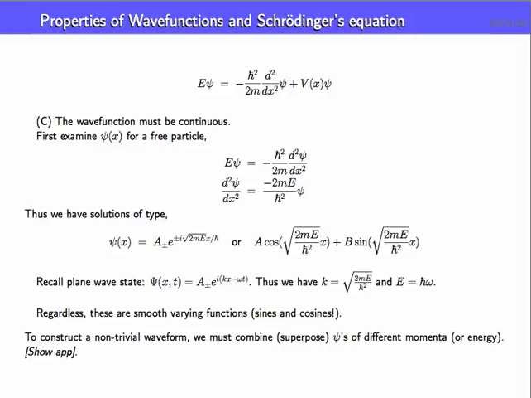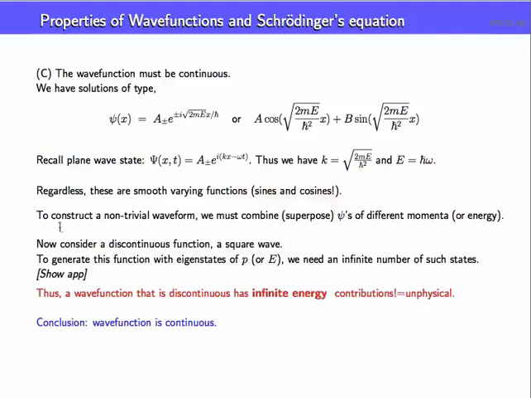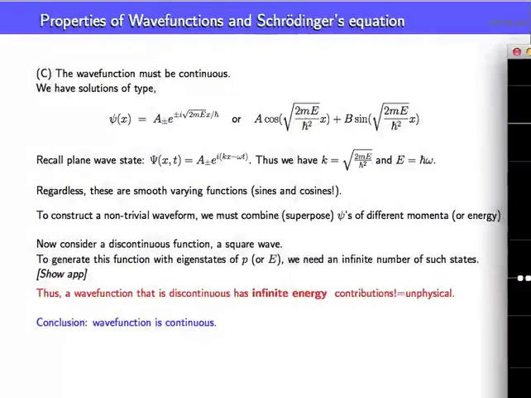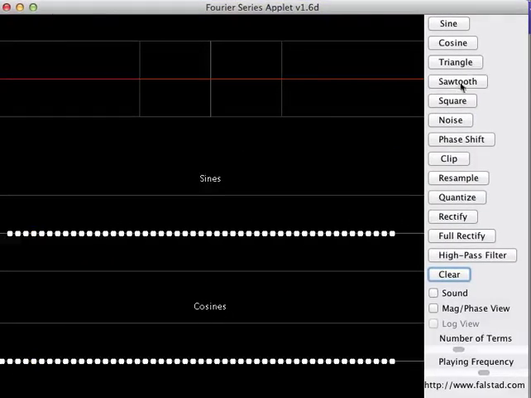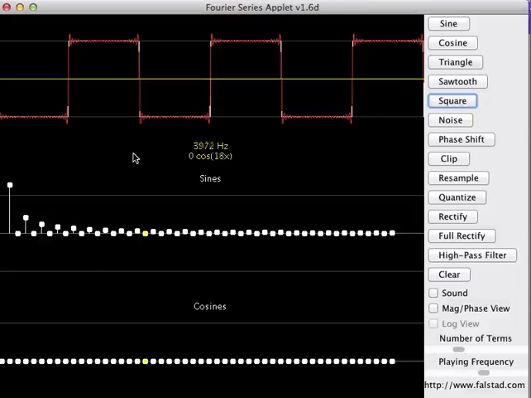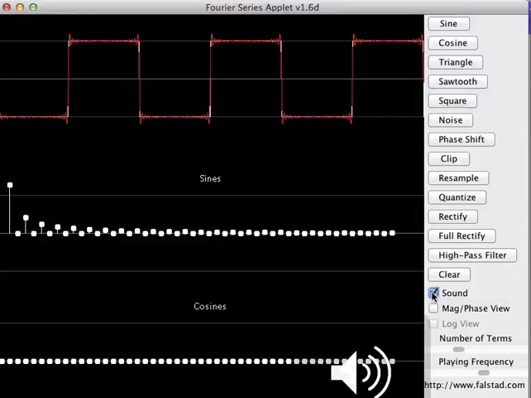So what we want to do now is consider a discontinuous type. So let's consider a square wave. So this is a discontinuous wave function, and I'll come back here. But again, to generate it, let's show it. Go to square wave, and notice this is what it looks like. And let's just listen to it for fun. Ooh, that was not pretty. But again, it's not a pretty sound.